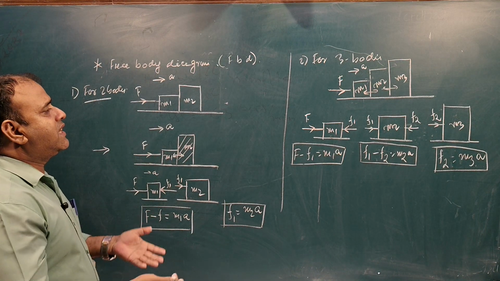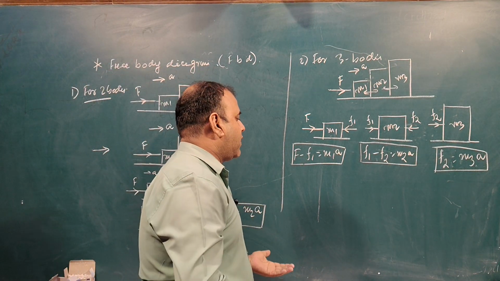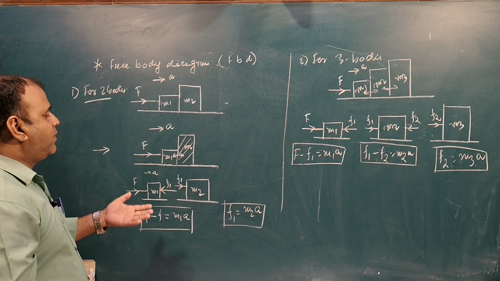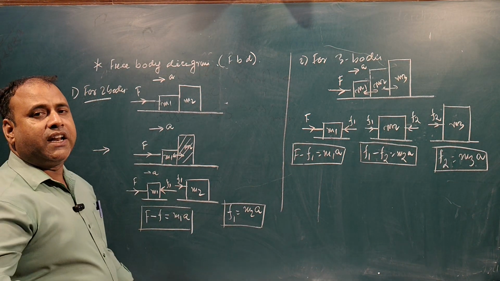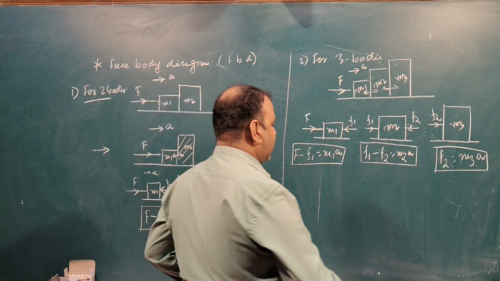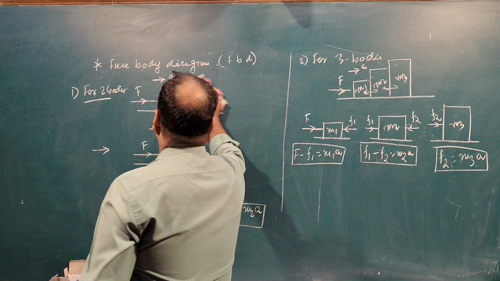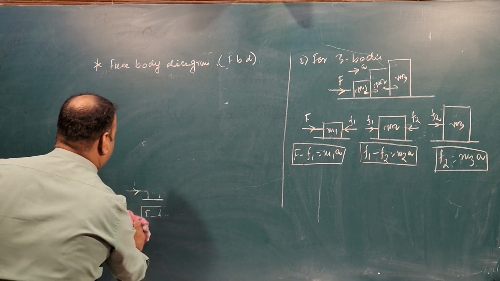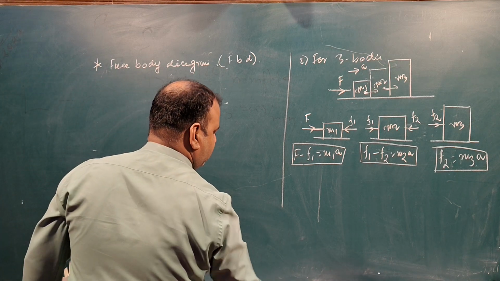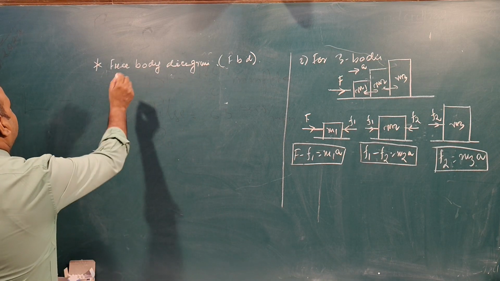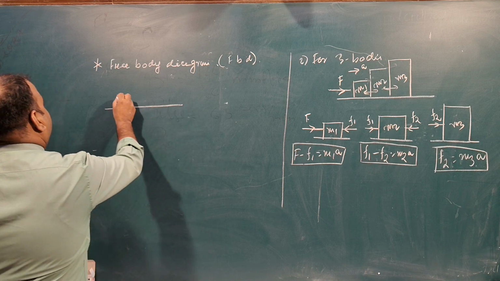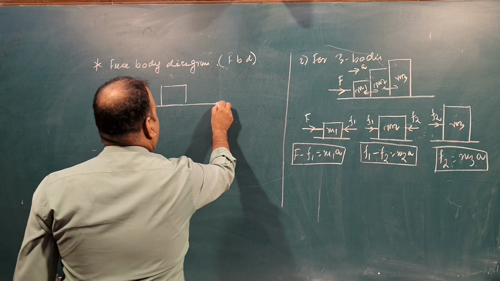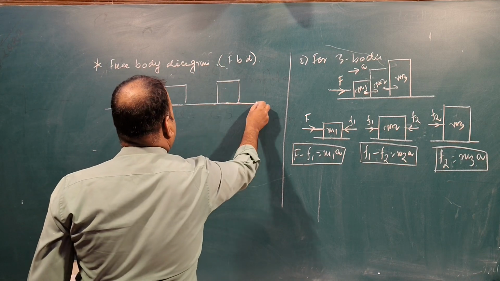Using this same concept, we can also write free body diagrams for numerical problems, for example for connected bodies. This is also connected, but with the help of a thread. When bodies are connected like this, they are called connected bodies. Again, I consider three bodies here, not touching but connected with a thread.